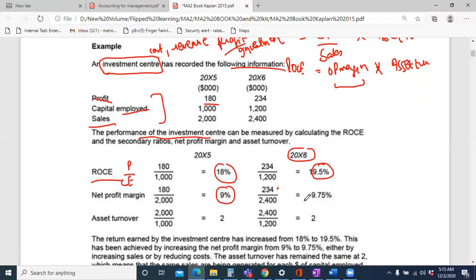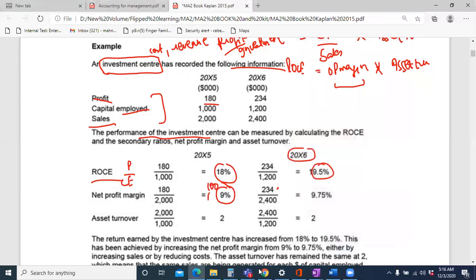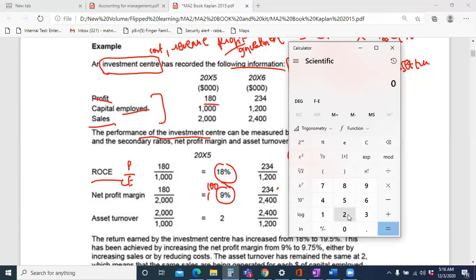And now what is the profit margin in 2006? If 100% is the sales, 9% is your profit. So the rest, 100 minus 9, would be your cost. That means 91% is your cost, right? So 2, 3, 4. So that's the profit figure.